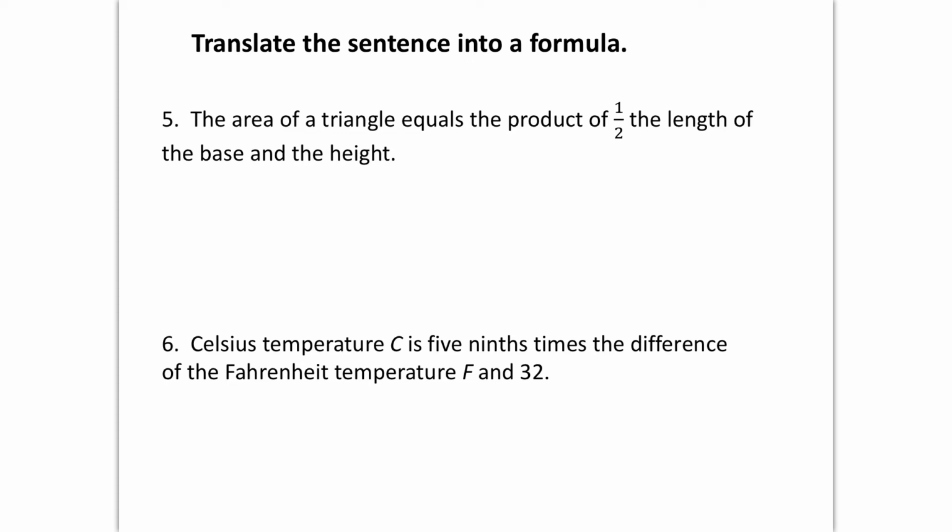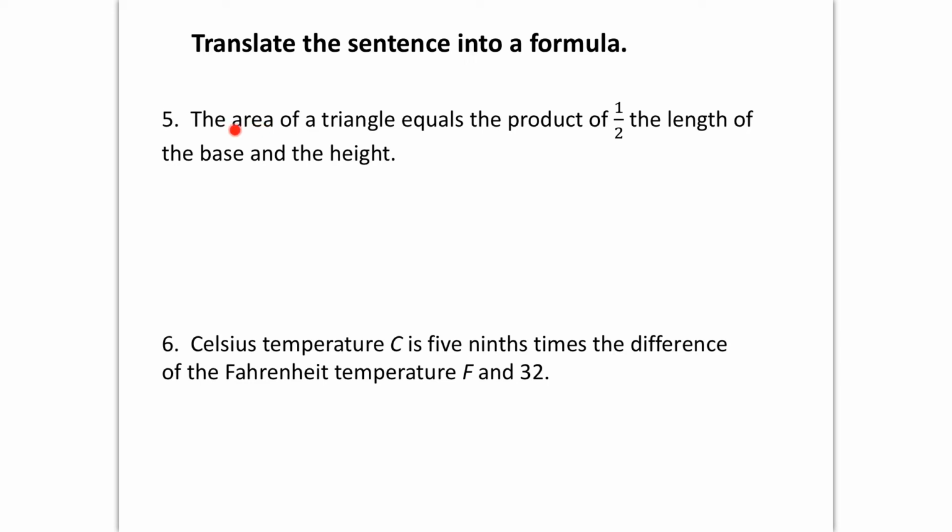It says here that the area of a triangle, so you guys have heard that before, the area of a triangle equals, so there's the given word, the actual equals would be the equal sign, the product, so we know that's multiplication, of 1/2 the length of the base and the height. So first of all, we need some variables because this formula will have a couple variables, and I'm going to give you guys the ones that we use for the formula, the most common ones that we use, and then we're going to write down the formula.